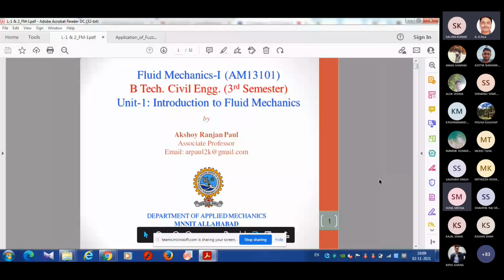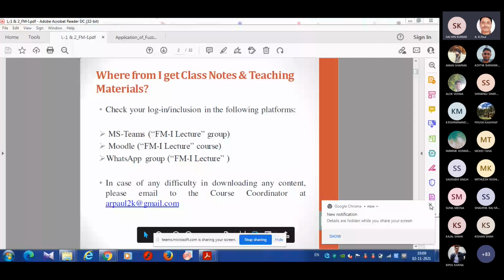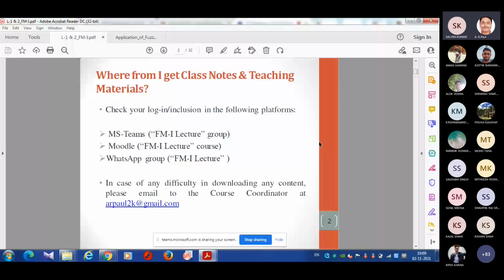So we'll start unit 1. It is related to introduction to fluid mechanics. This Moodle is not applicable to you. I created Moodle last year, but this year onward, I have completely shifted to MS Teams. And obviously a WhatsApp group is there to increase our interaction and for our convenience. And if you have any difficulty, obviously you can mail me.